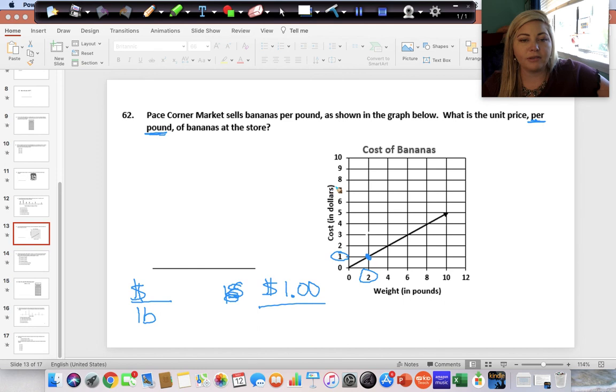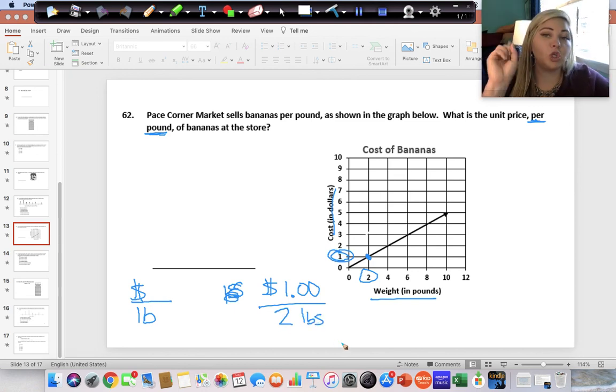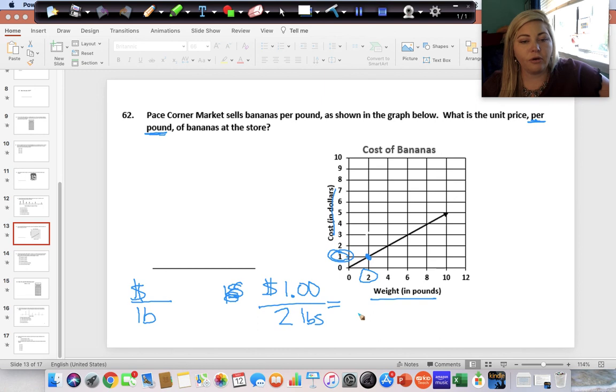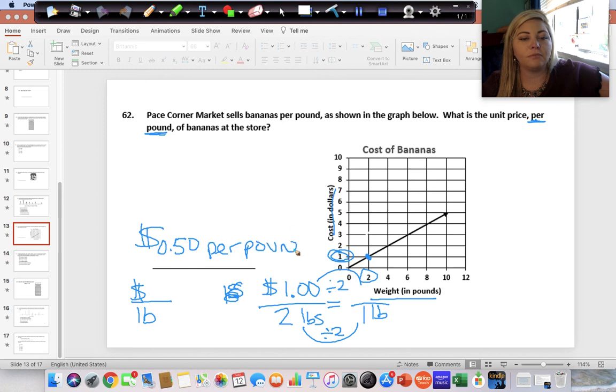$1 for 2 pounds. This is cost in dollars. This is pounds. So $1 for 2 pounds. But we want to know how much for just 1 pound. So to get to 1 pound, we are just going to divide this by 2. So to get over here, we're just dividing by 2. And $1 divided by 2 gives me 50 cents. So it is 50 cents per pound.